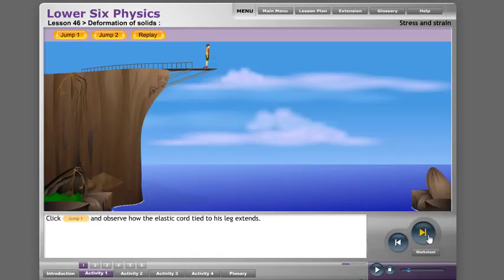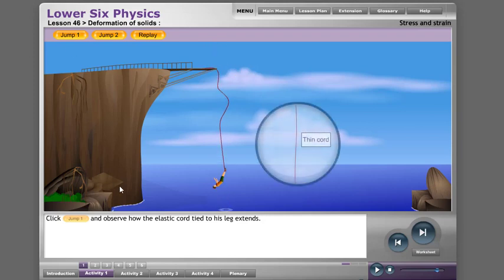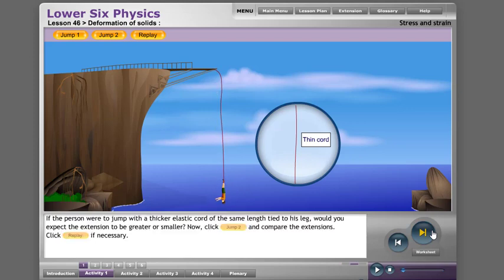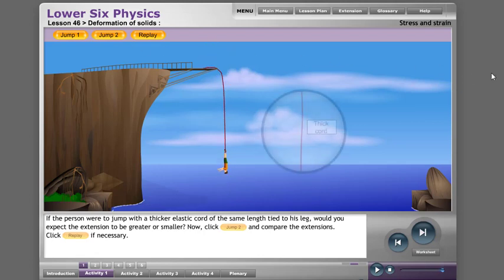Click Jump 1 and observe how the elastic cord tied to his leg extends. If the person were to jump with a thicker elastic cord of the same length tied to his leg, would you expect the extension to be greater or smaller? Now, click Jump 2 and compare the extensions. Click Replay if necessary.